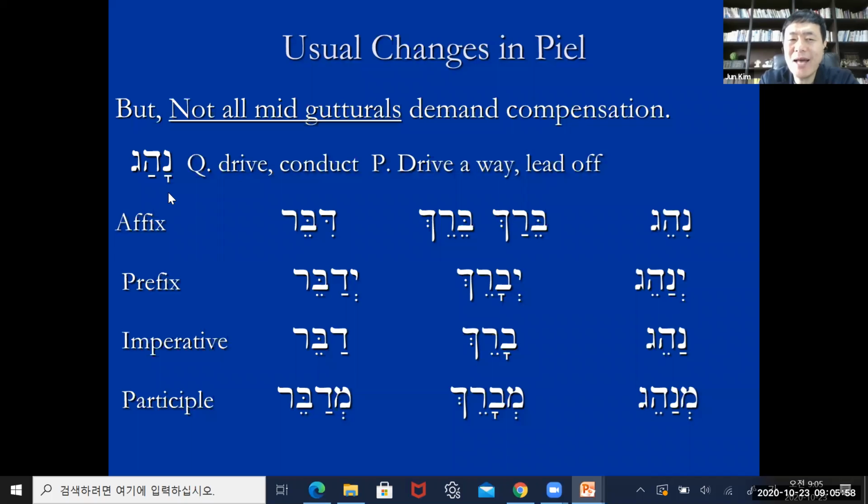So the word nahak in the Qal stem means to drive, conduct, and then to drive away and lead up in the Pual stem. But unfortunately, we cannot see the difference between Qal and the Pual stem, although the middle root letter should take the dagesh in case of the Piel. But I do believe this is not really common.